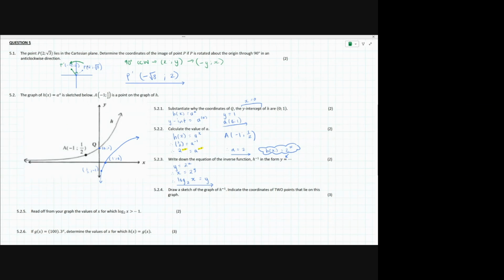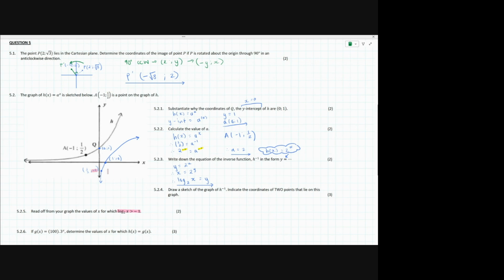5.2.5 says read off from your graph the values of x for which log of 2x is greater than -1. Okay, so these are the questions that we often don't enjoy, but they're not hard questions. We just need to read carefully. So it's asking us to refer specifically to the inverse function, and we're looking where the y values are greater than -1. Remember, log 2x represents a y value. So we want everywhere it's greater than -1.